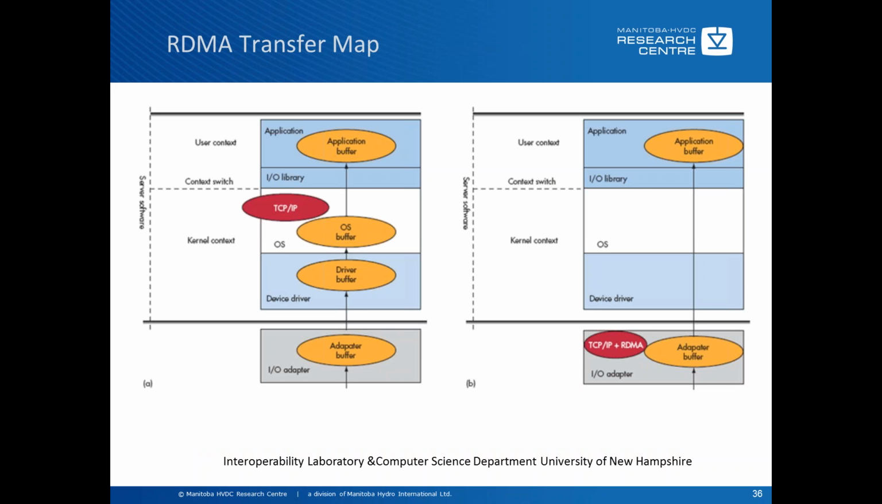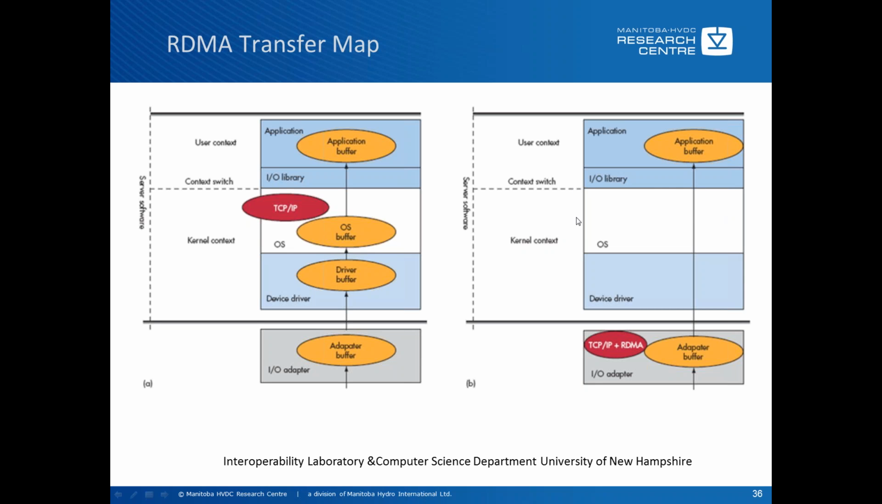How does it bypass? Well, if you look at the RDMA transfer map, you can see on the left side there's all this activity going on in the kernel, which is managing the transfer of information over TCP. This is the operating system, the TCP stacks, the drivers, everything that the operating system and the hardware has to do to get that message transferred across TCP.